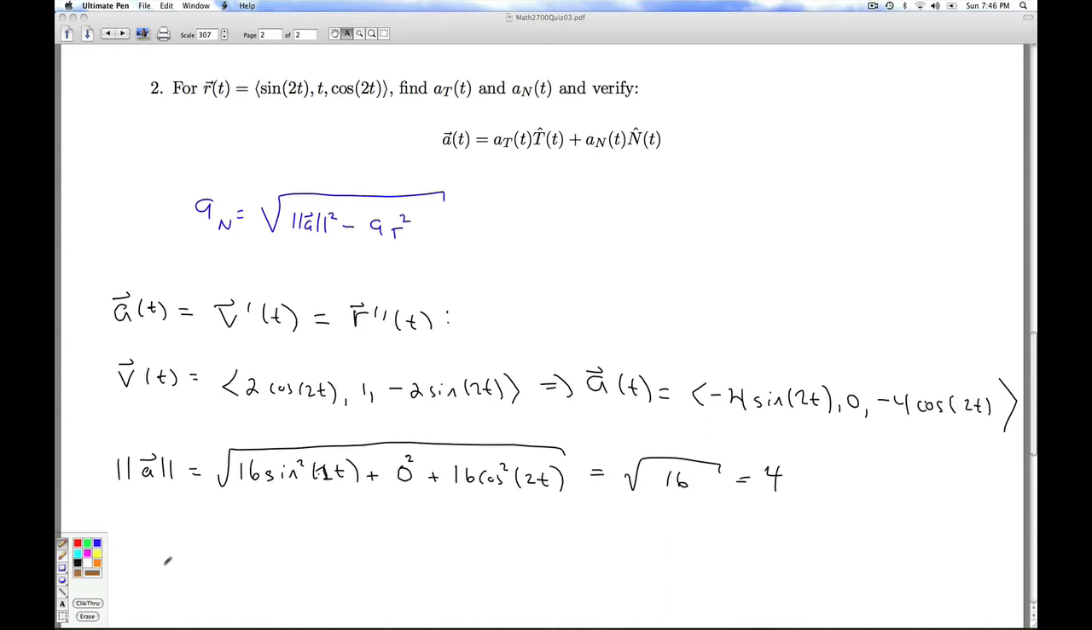So I stuff this in to get a sub n is the square root of the magnitude of a squared, which is 16, minus the tangential component of acceleration, which worked out to be 0, and so I get 4. So once again, since there's no tangential component of acceleration, it makes perfect sense then that all the acceleration has to be in the normal direction. And since the magnitude of the acceleration is 4, then the magnitude of the normal component also has to be 4. So that checks out.